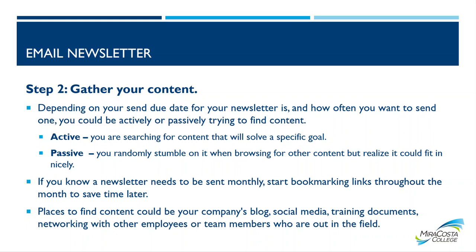Step 2, gather your content. Depending on your send due date for your newsletter, I'm using a newsletter as an example here, and how often you want to send one, you could be actively or passively trying to find content. So you want to be active: you're searching for content that will solve a specific goal. And you want to be passive: you randomly stumble on it when browsing for other content, but realize it could fit in nicely with your brand and your goals. If you know a newsletter needs to be sent monthly, start bookmarking links throughout the month to save time later. Places to find content could be your company's blog, social media, training documents, networking with other employees or team members who are out in the field.